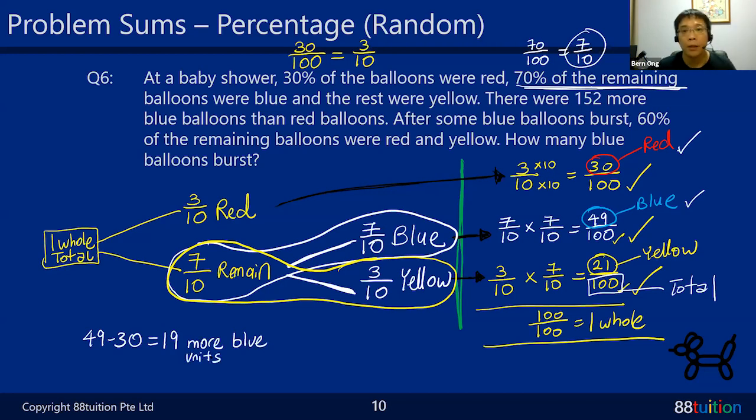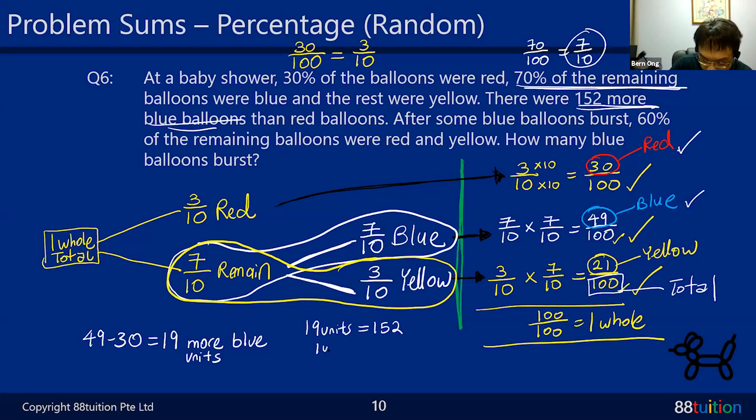Can you see? So we know that the blue got 49 units. We know that the red got 30 units. Is it true that blue got more than red? Yes, more by 19. And look at the clue: 152 more blue. 19 units more blue. Are they the same thing? They are the same thing. So you can say that 19 units represents the 152, because they are talking about the same item.